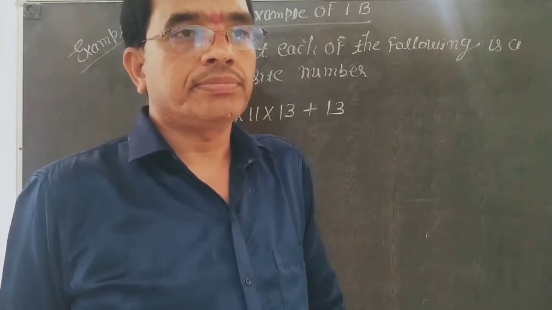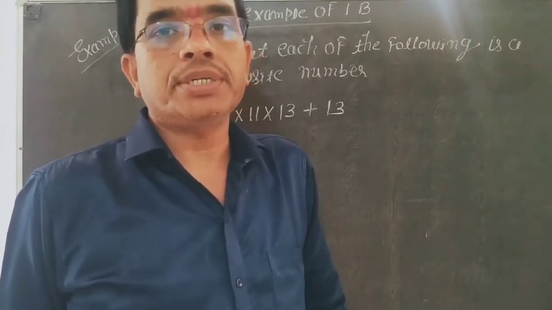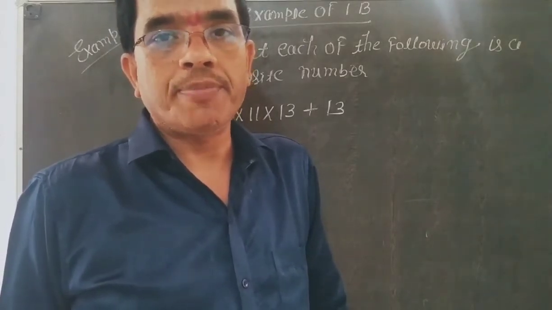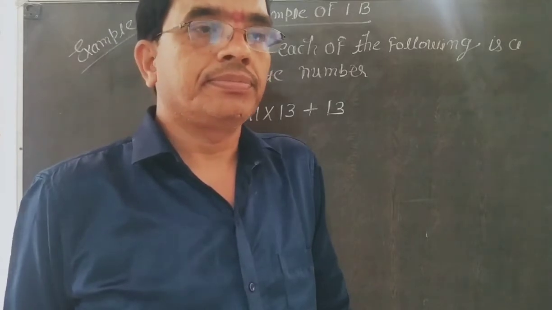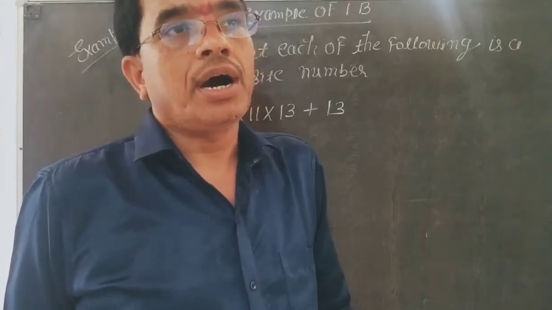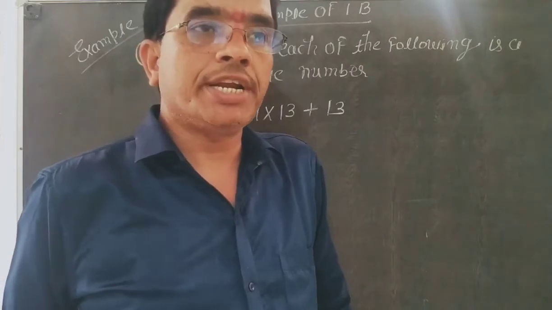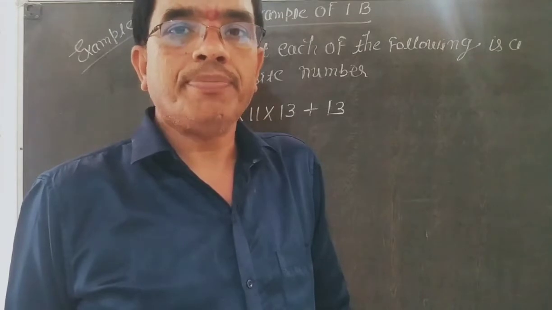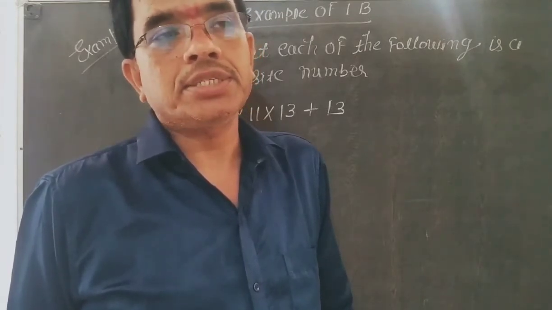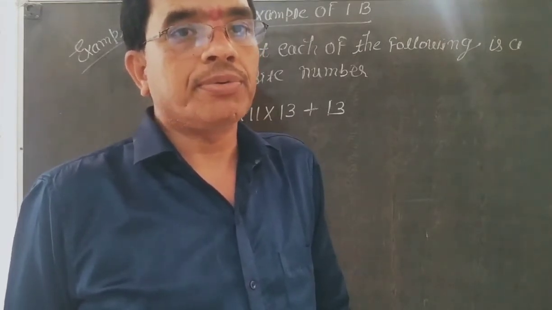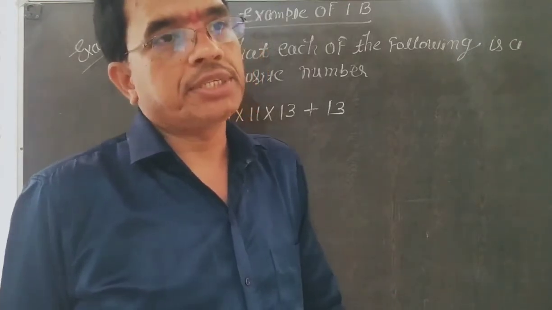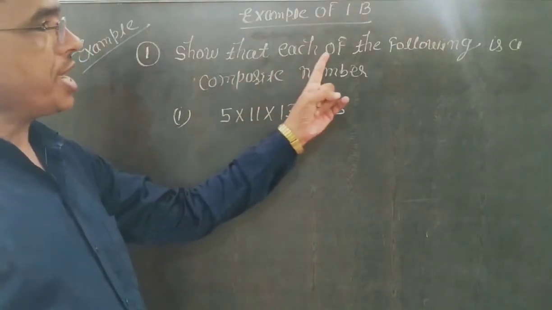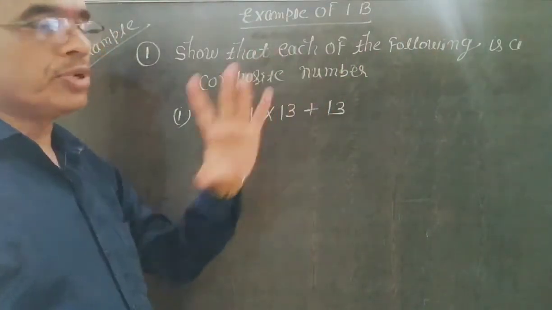Today I discuss the new chapter, part of the real numbers, that is Exercise 1B, the examples. Let's see how we can solve some problems related to HCF and LCM, composite numbers and prime numbers of Exercise 1B. First you solve the example of it. Your first question is: show that each of the following is a composite number.